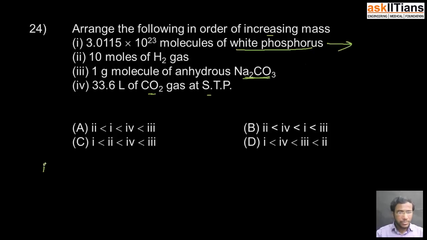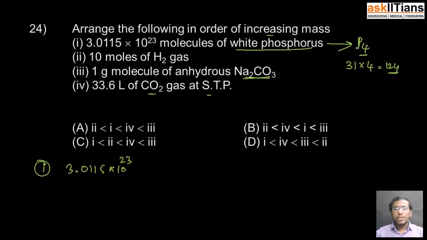So let's take the first case. It is 3.0115 into 10 power 23 molecules of white phosphorus. So white phosphorus is what? It is P4. Atomicity of phosphorus is 4. This is the white phosphorus molecule, and we have these many molecules of white phosphorus. So what will its mass be? If you take phosphorus, atomic mass is 31. So the molecular weight of phosphorus is 31 into 4. That comes to 124 gram. 124 is its molecular weight.